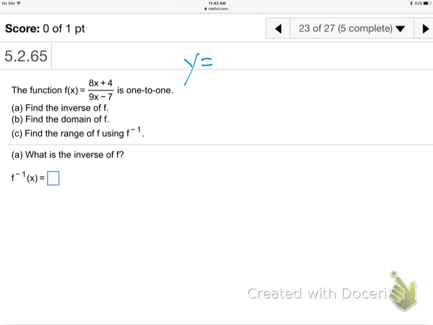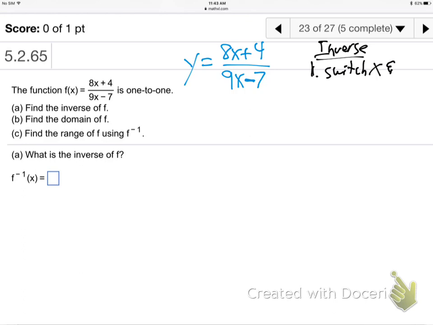Okay, so y equals 8x plus 4 over 9x minus 7. Same thing. Find the inverse, switch x and y. Step 2, solve for y. So you're going to have the same issue. We have 2 x's, so when we switch, we're going to have 2 y's. We're going to have y in 2 places. So you need to do the same thing. Get the y's on the same side, factor out the y, and divide.